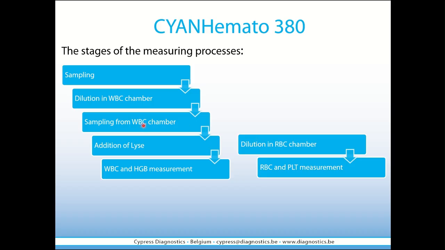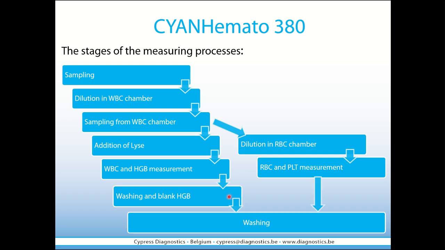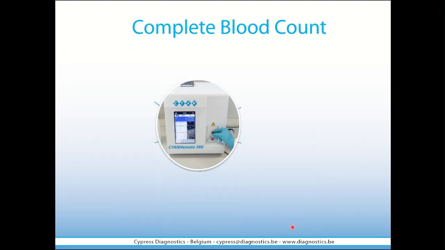Meanwhile, in the white blood cell chamber, lyse is added to the mixture. Next, the counting of the cells happens at the same time in both chambers. So in one, the red blood cells and platelets are counted, in the other one, the white blood cells. After this, hemoglobin measurement is also performed. After this, there is a washing and blank of the hemoglobin, and then both chambers are washed. So in the end, we obtain a complete blood count.